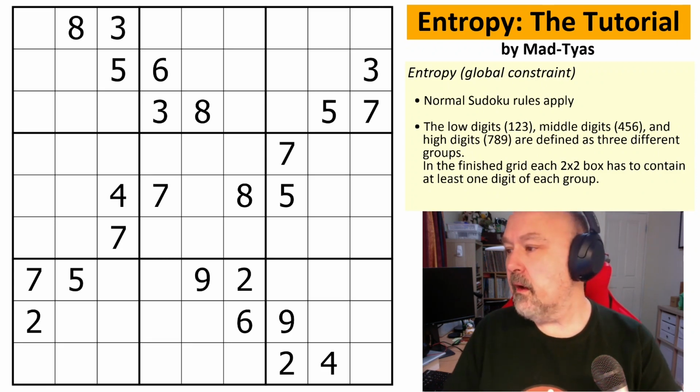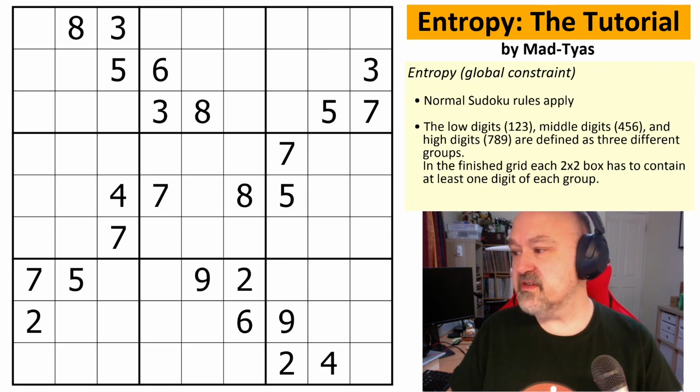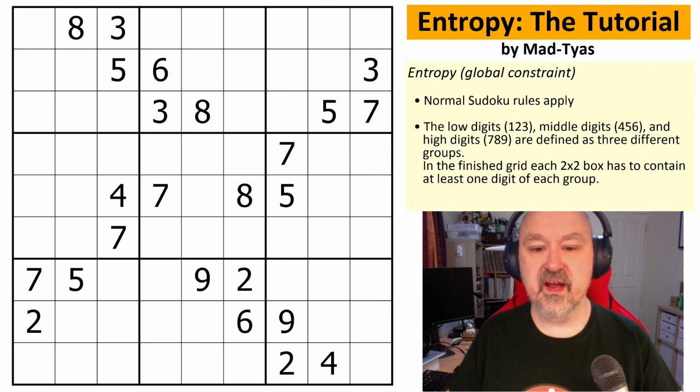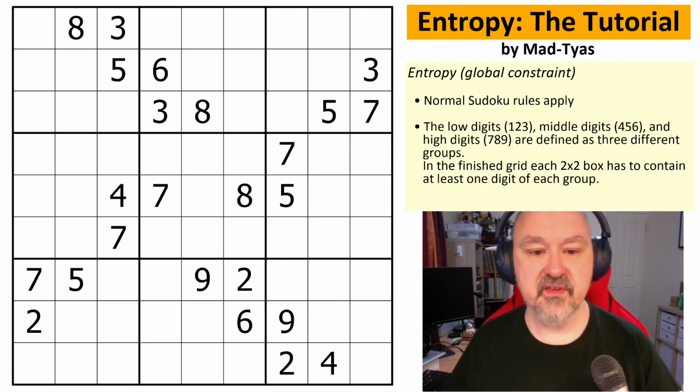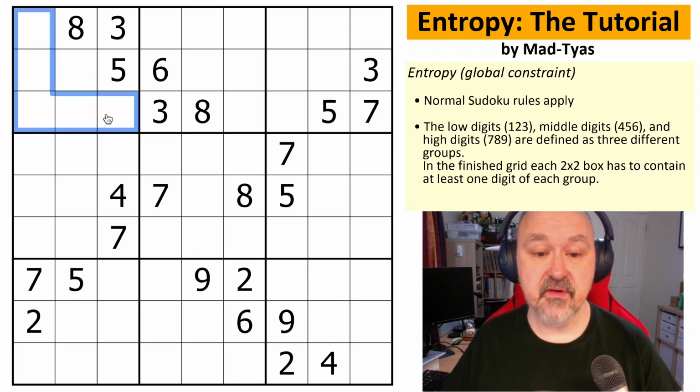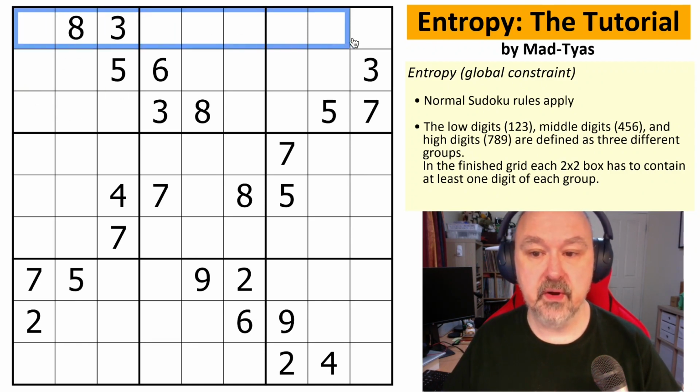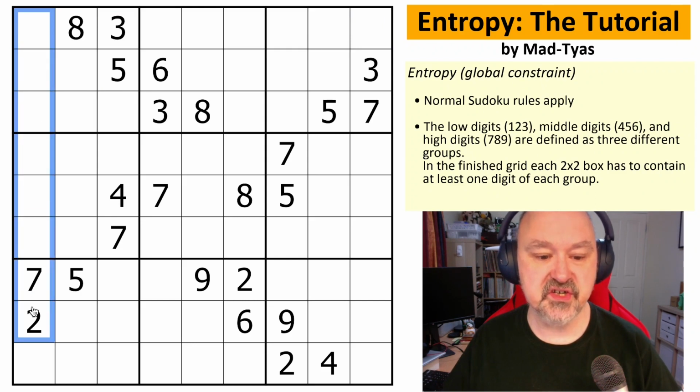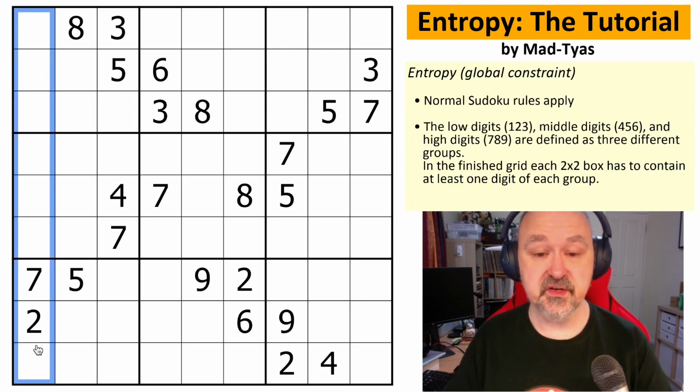So onto this puzzle, Entropy the tutorial. So the way entropy works, first of all, I will cover the incredible basics. This is a Sudoku grid. In every box, in every row, and in every column, the digits 1 to 9 must be placed without repetition. Then there is the entropy constraint.